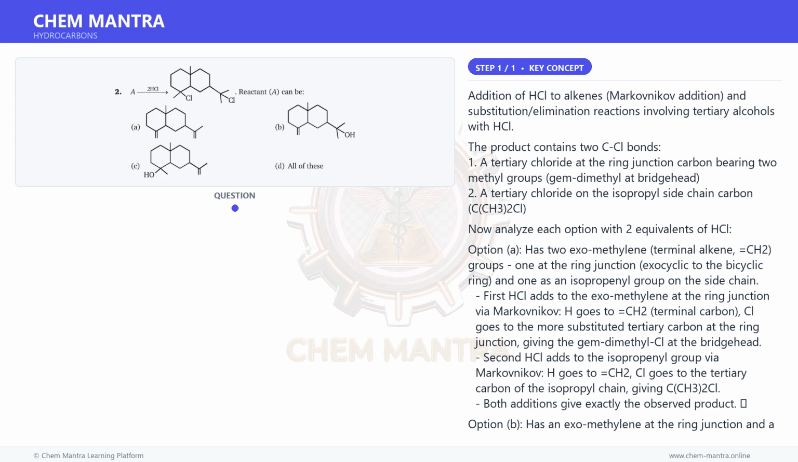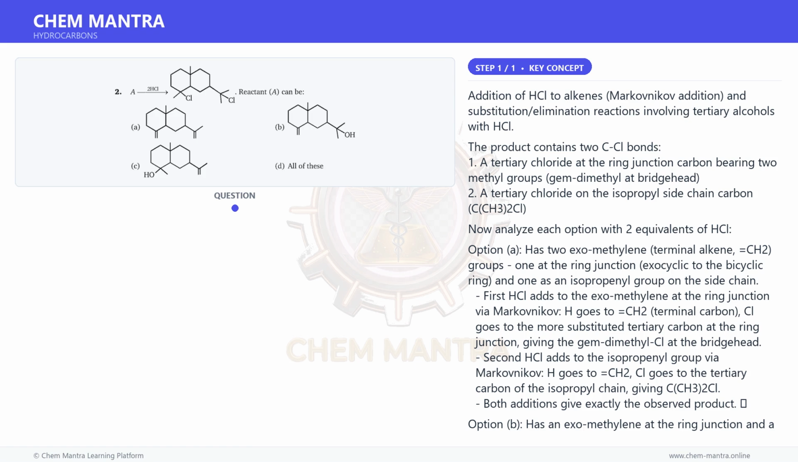Option A has two =CH2 groups, terminal alkenes, one at the ring junction, exocyclic to the bicyclic ring, and one as an isopropyl group on the side chain. First, HCl adds to the =CH2 at the ring junction via Markovnikov. H goes to the =CH2 terminal carbon, and Cl goes to the more substituted tertiary carbon at the ring junction, giving the gem-dimethyl Cl at the bridgehead.